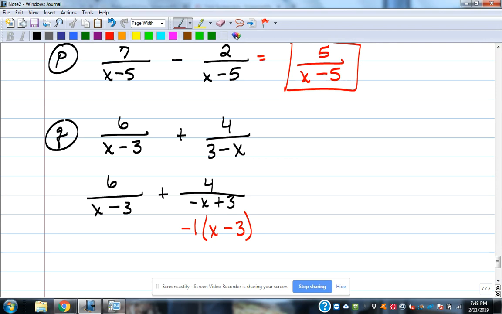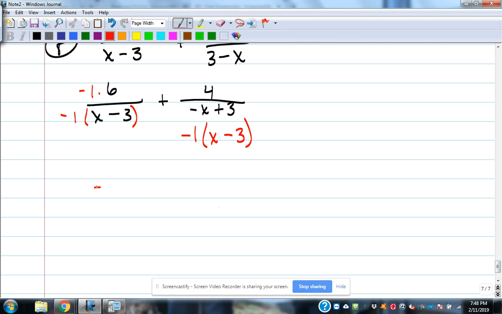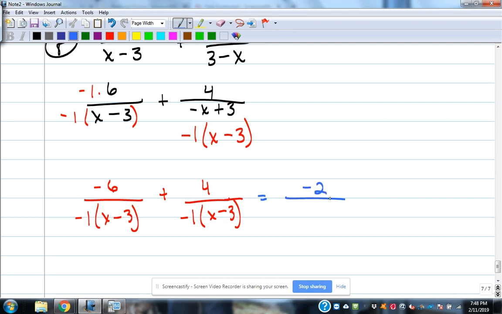So what do I have to do to make them the same? Times what by negative 1? That other one, the whole thing, both top and bottom. So I multiply the top and the bottom by negative 1. And that gives me negative 6 over negative 1 times x minus 3, plus 4 over negative 1 times x minus 3. Well, what's negative 6 plus 4? Negative 2, over negative 1 times x minus 3. That's the common denominator, negative 1 times x minus 3.